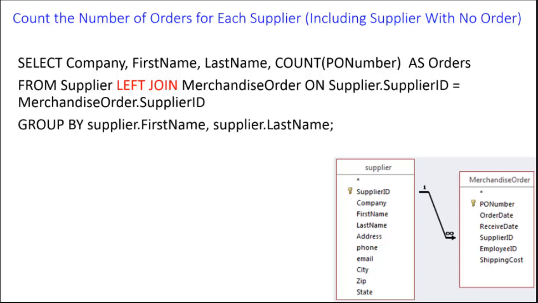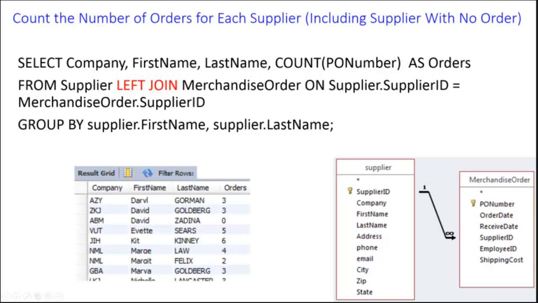And then since we have an aggregate function, we group by supplier first name, supplier last name and company. If we look at this result table, we'll see that we have one supplier with 0 orders. So definitely we don't have any matching record in merchandise order, but we retrieved a record by using a left join.